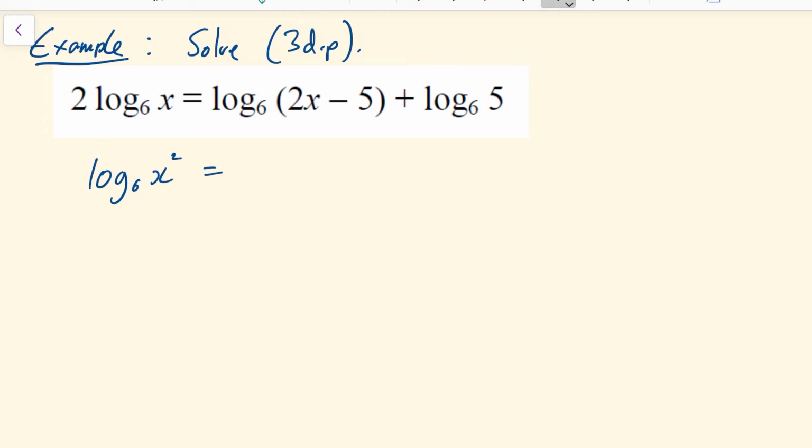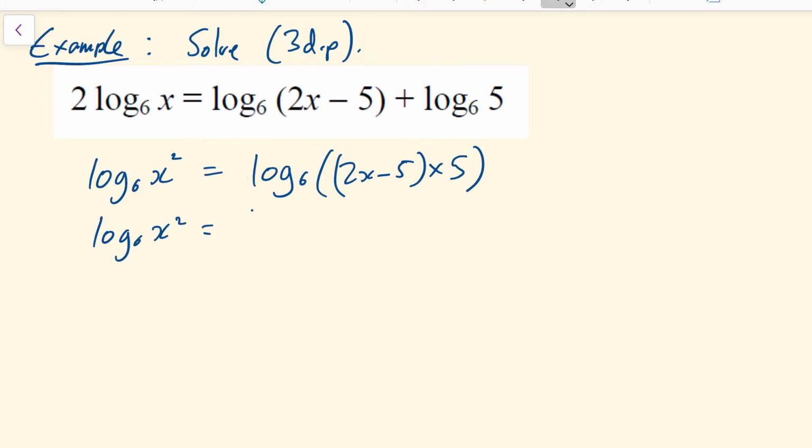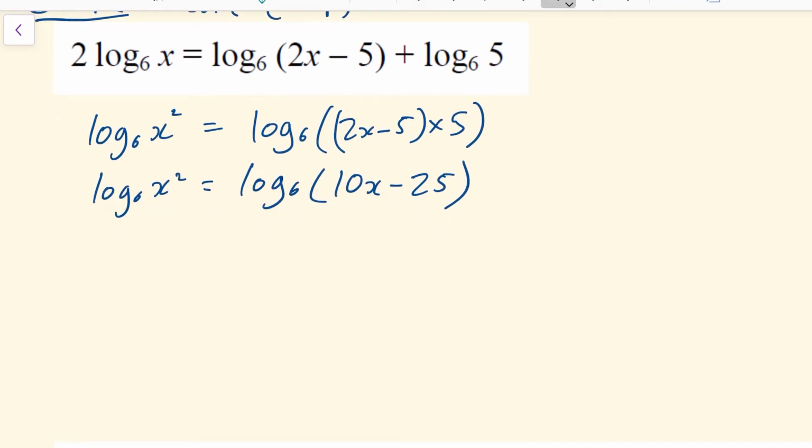Here we've got 2 logs adding, so we can apply the multiplication rule. So in the brackets we are going to have 2 multiplied by 5. So just simplifying that on the right, we have log to the base 6 of 10x minus 25, just multiplying out the brackets there, 5 times 2x, 10x, etc. And now what we're left with is log to the base 6 of x squared is a log to the base 6 of this other thing.